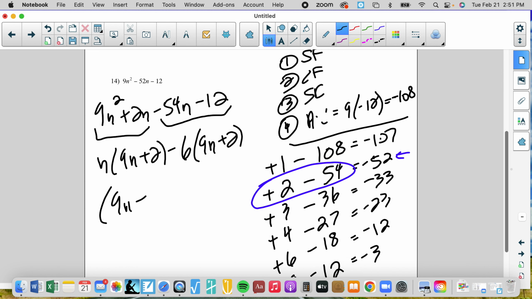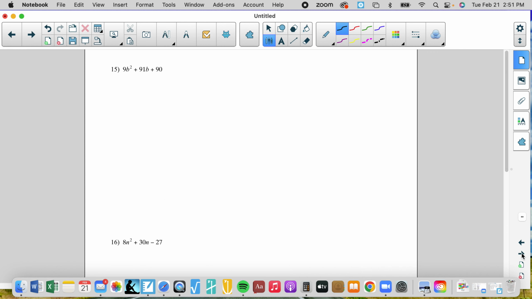And 9n plus 2 is the same in both the parentheses, and that leaves me with n minus 6. All right, 2 more of the regular ones. Wait until 17 comes. Oh, baby. Standard form, yes. Common factor, no. Close, 9, 9. 9 does not go into 91. Looks like it should, but it doesn't.